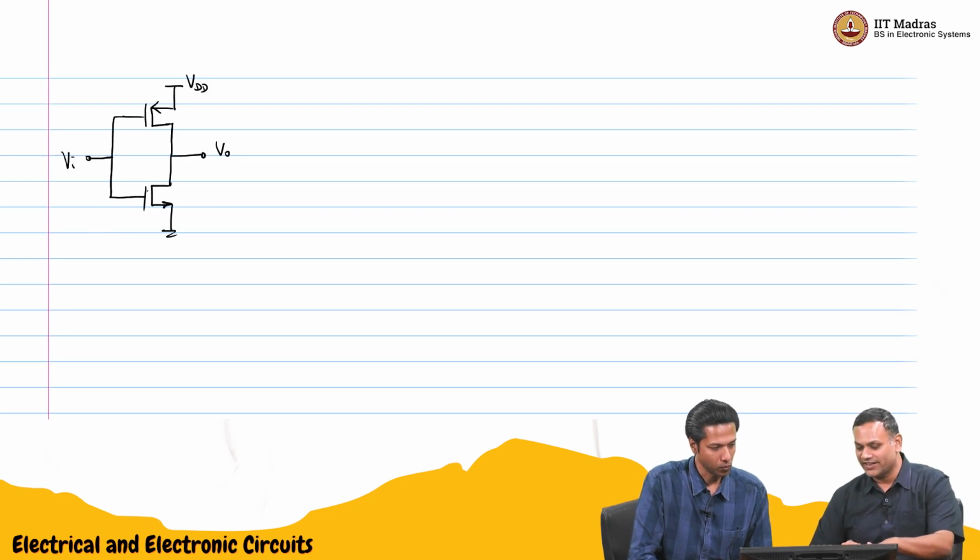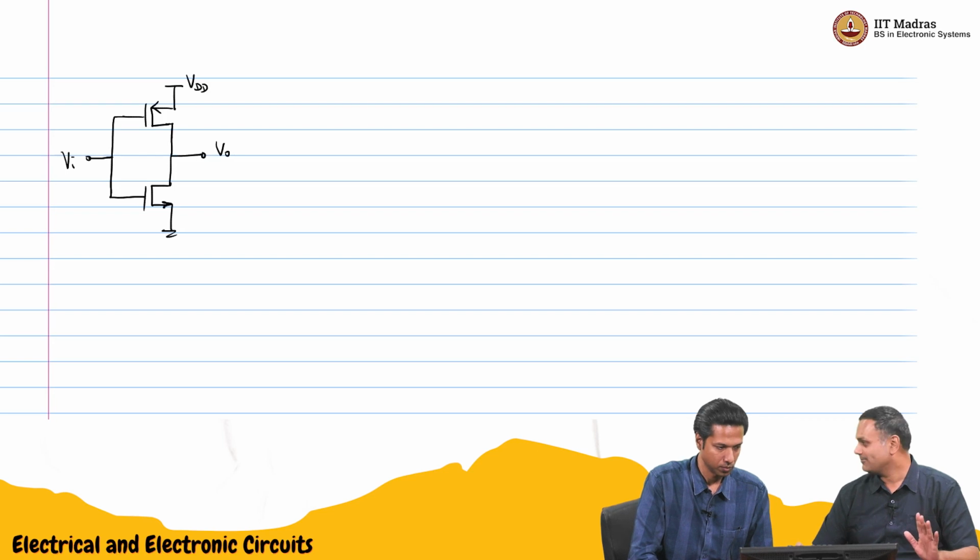So we'll take this circuit. One NMOS, one PMOS, and we will change the input from 0 to VDD. We'll see what happens to the output.